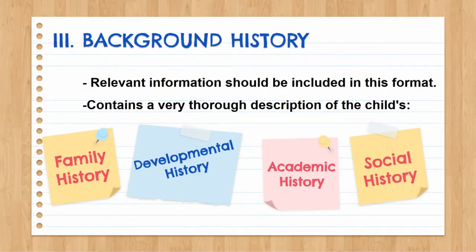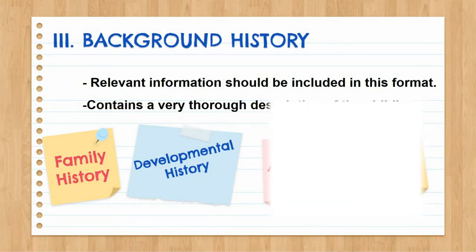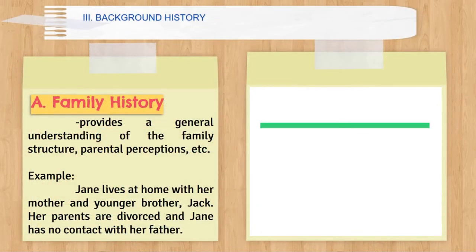The third section is the background history. Relevant information should be included in this format. Certain areas should always be covered in the background history section. These include family history, developmental history, academic history, and social history. The family history provides the reader with a general understanding of the family structure, parental perceptions, and etc. For example, Jane lives at home with her mother and younger brother Jack. Her parents are divorced, and Jane has no contact with her father.